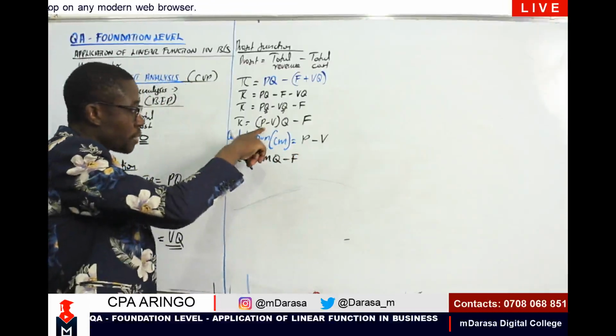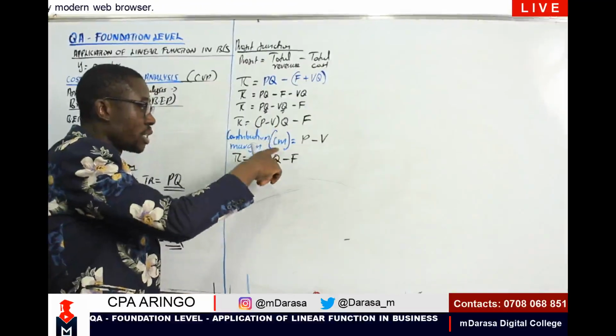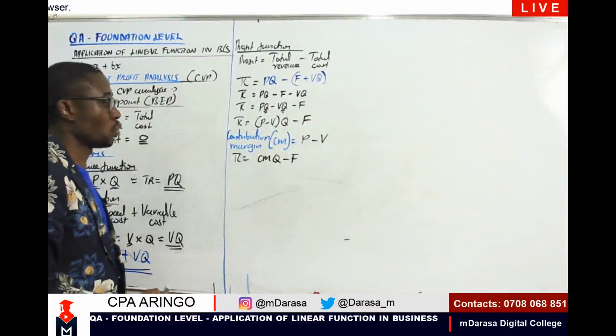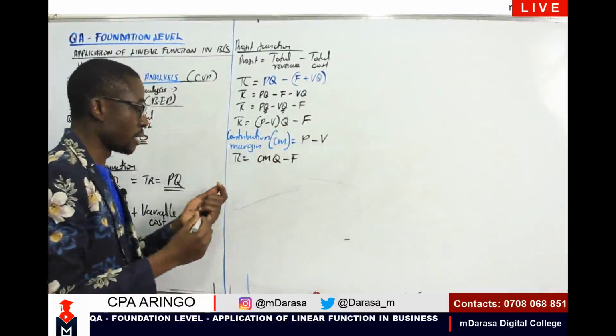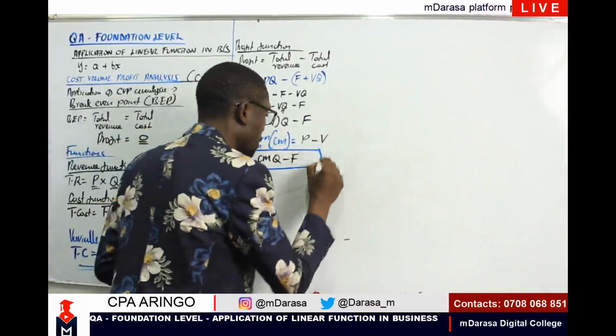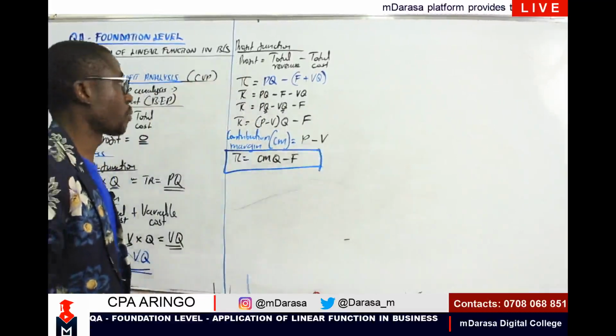Because you're talking of selling price per unit minus variable cost, which gives us contribution margin, times Q, minus what? Minus fixed cost. That is what we should be having. So this is our profit function.